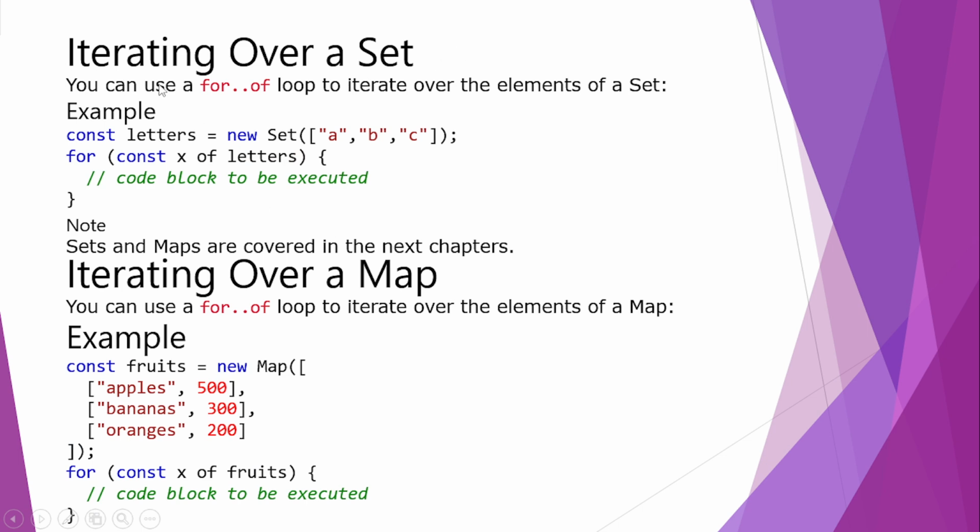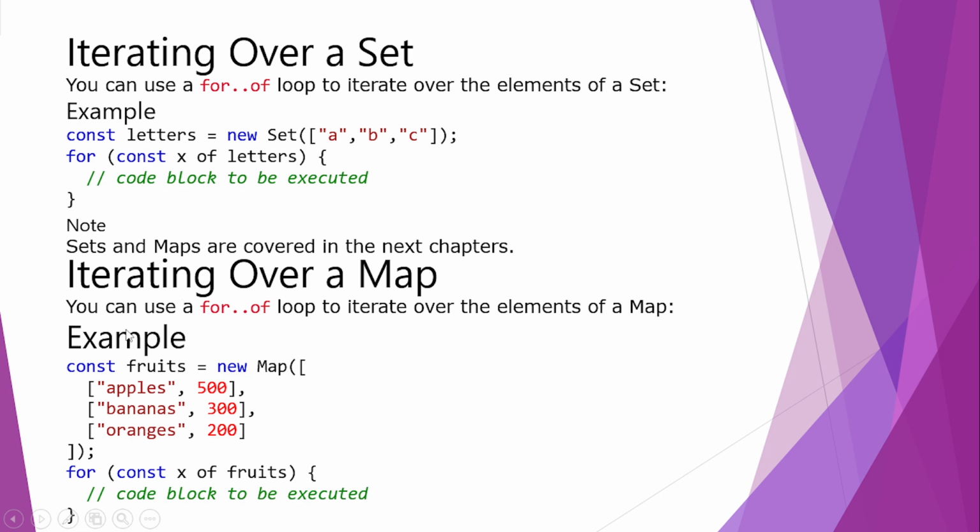Iterating over a set. We can use a for of loop to iterate over the elements of a set. For that we follow the same syntax: first of all we declare a set, like here we are declaring a set by using the new keyword, and by using a for of loop we can iterate our set. Note, sets and maps are covered in the next chapter. We can cover sets and maps in the next chapter.